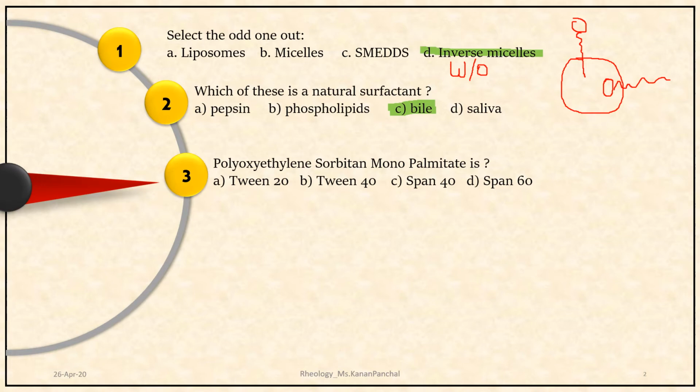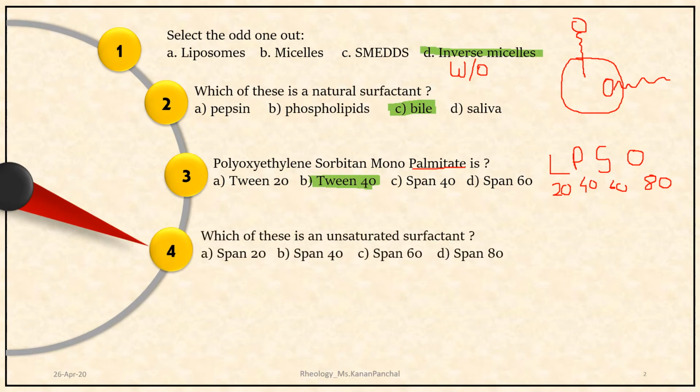Now, if you all remember the coding, that is L for lauric acid, palmitic acid, stearic acid and oleic acid. These alphabets correspond to the numbers 20, 40, 60 and 80. Right? So accordingly, the answer over here, palmitate, stands for 40. Therefore, the correct answer is Tween 40.